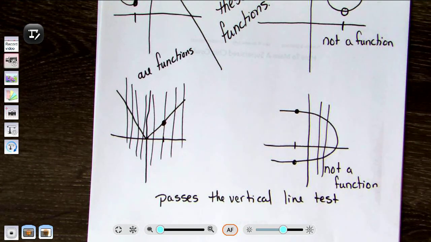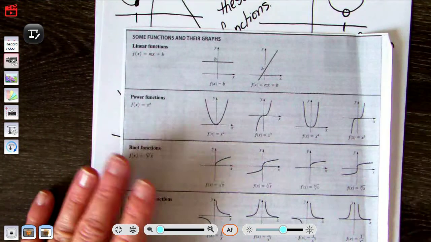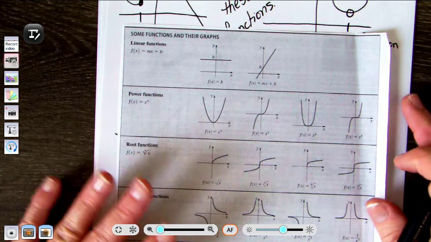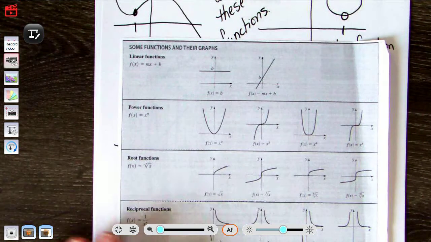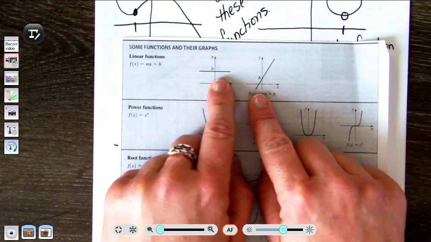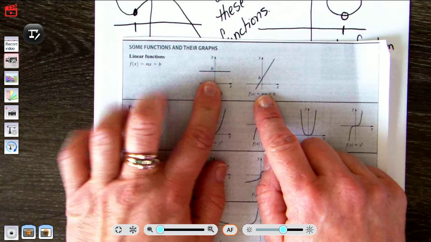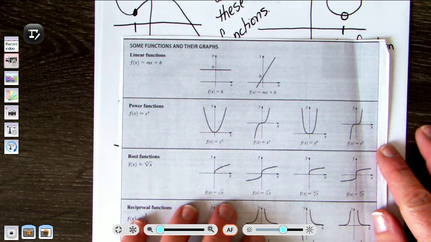I am going to come back and finish section 2.2 in a second. But before I do that, I do want to show you some common graphs that we'll be seeing. So I want to bring these up. These are in the textbook. I did pretty much just copy this page from the textbook. And here's some functions and their graphs. Here's our linear functions, straight lines. Those are functions. A vertical line would not be a function because it would not pass that vertical line test.